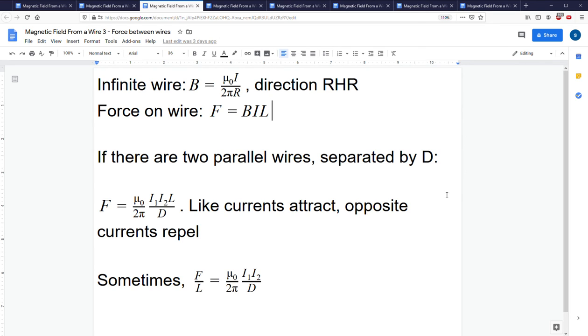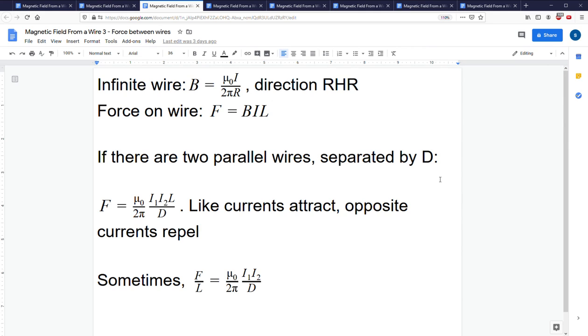Now, you might notice that we have started by assuming that the wires are infinitely long, and that the total amount of force depends on L. If L is infinity, that means the force is infinity. In reality, no wire is actually infinite in length. They can be very, very long, but they do eventually terminate or loop back on themselves.